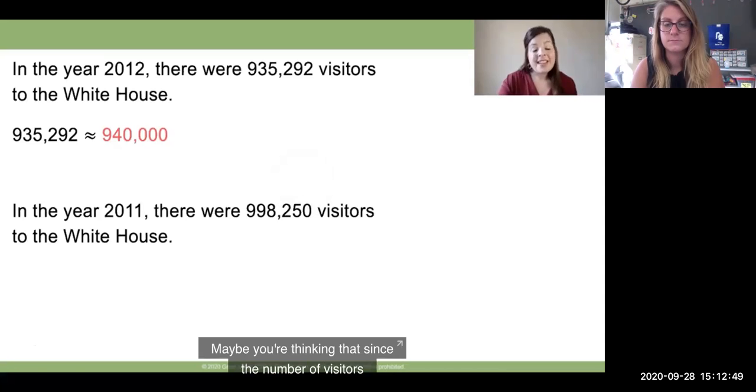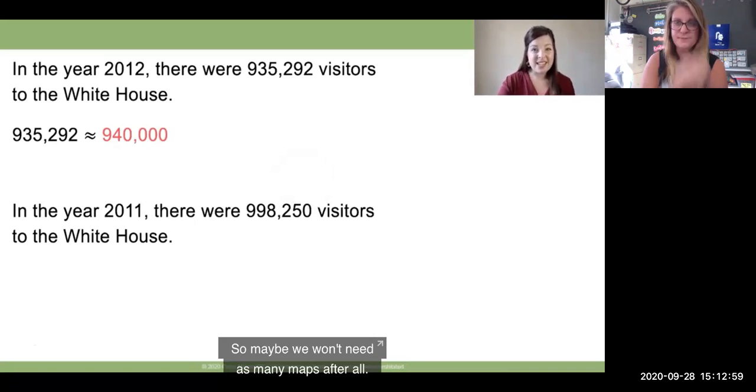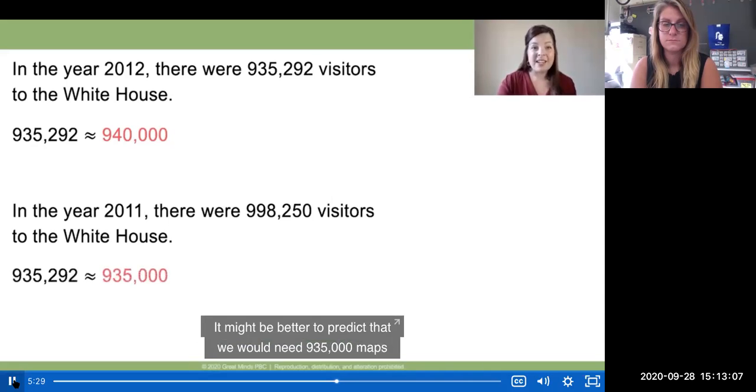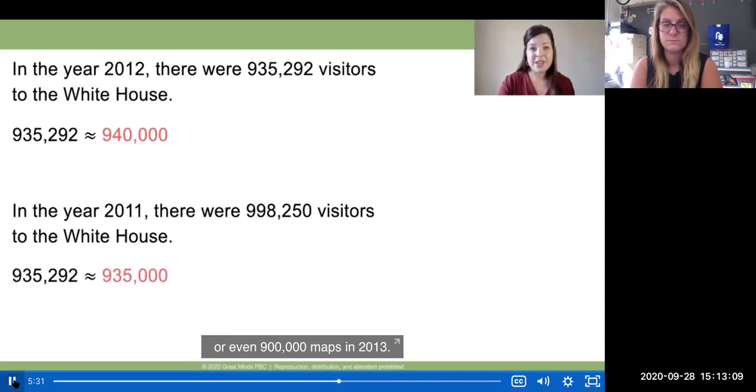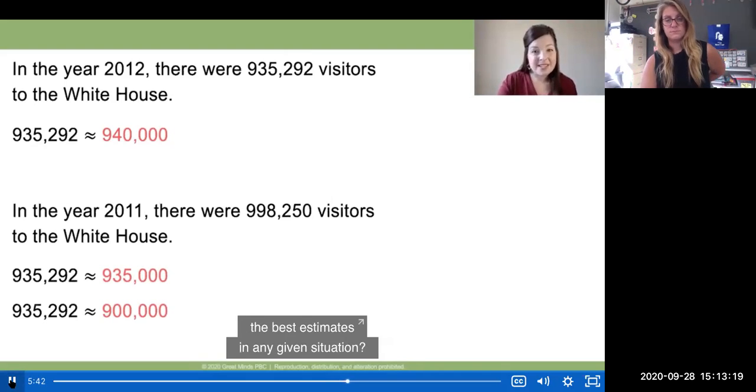Maybe you're thinking that since the number of visitors to the White House decreased from 2011 to 2012, it might decrease again in 2013. So maybe we won't need as many maps after all. It might be better to predict that we would need 935,000 maps or even 900,000 maps in 2013. What does this tell us about how we can determine the best estimates in any given situation? You know what? I made a mistake.